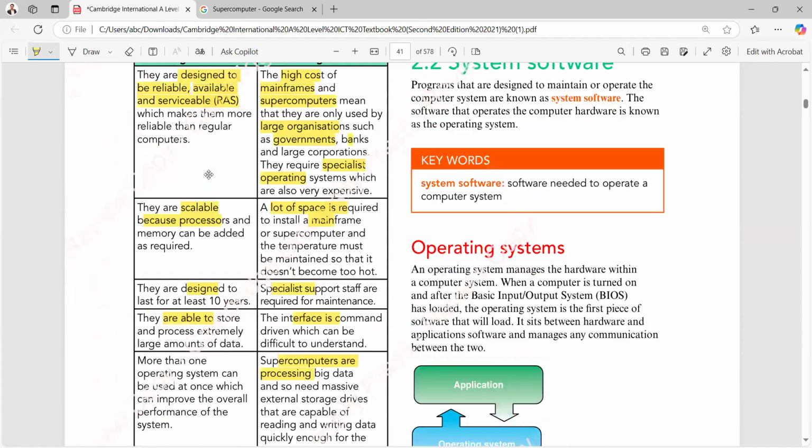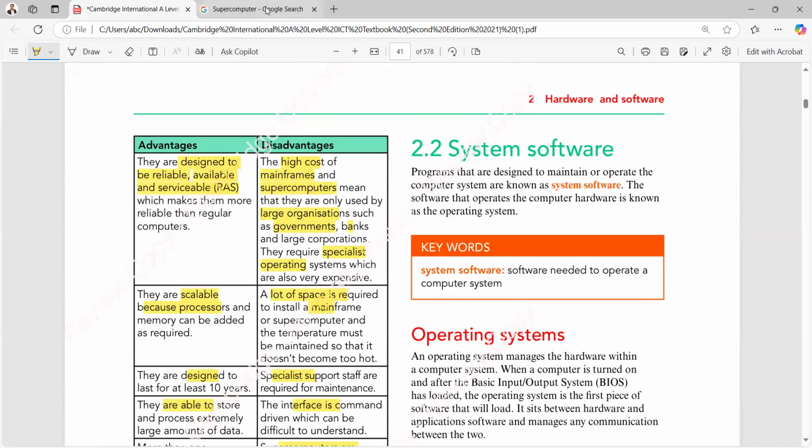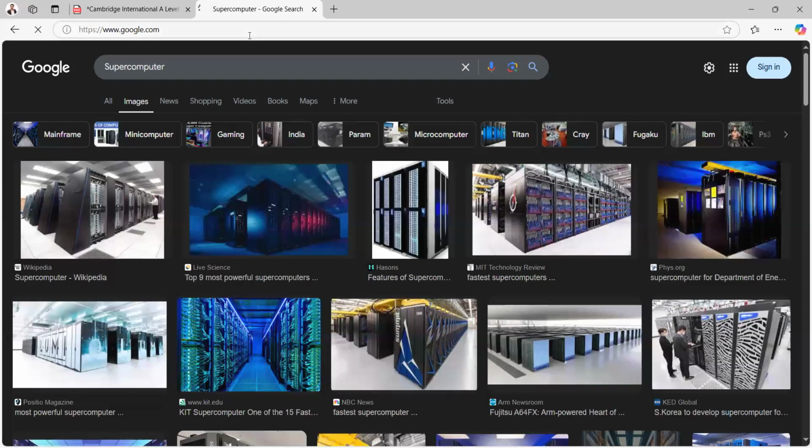Now, let me share some questions on these mainframe and supercomputers.